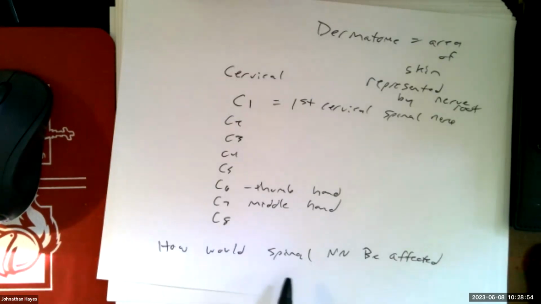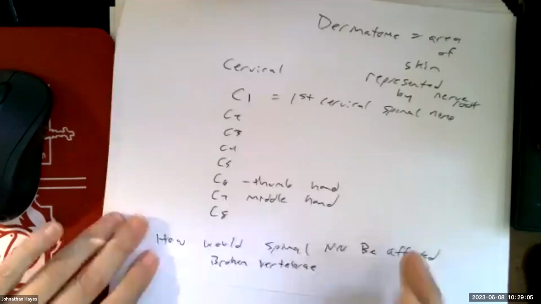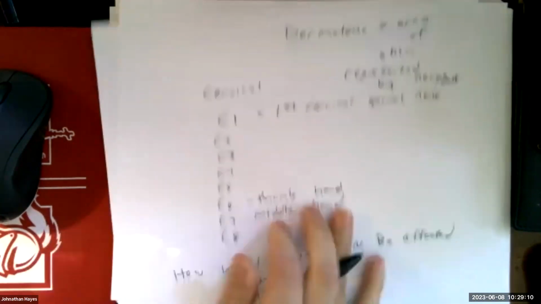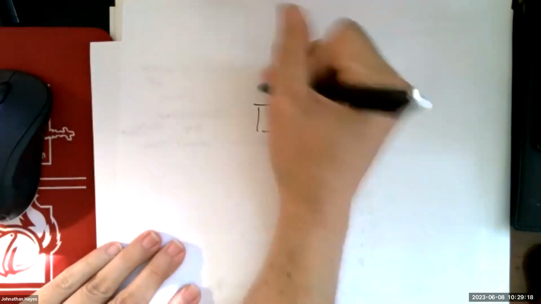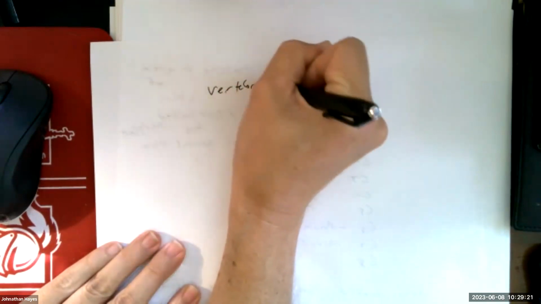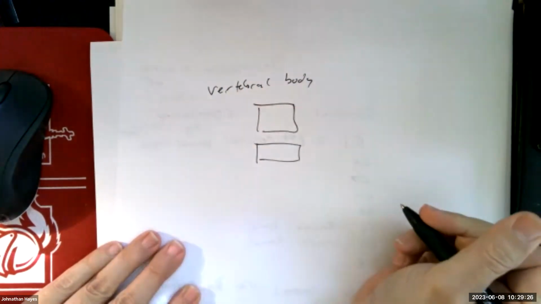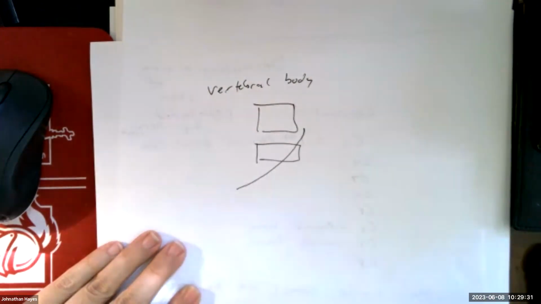So obviously crush injuries to maybe the vertebra themselves, right? So if I have broken vertebra, but way more commonly it's going to be things like disc injuries, right? Like if I get some type of disc injury, the discs themselves, which we usually find in between vertebrae. So let's say that this is a vertebral body right here, and let's say that this is the next vertebral body. The nerve would usually exit somewhere along in here, right there, like that.